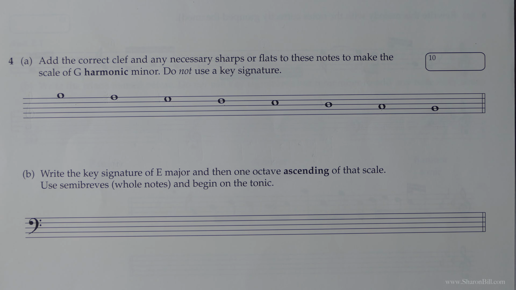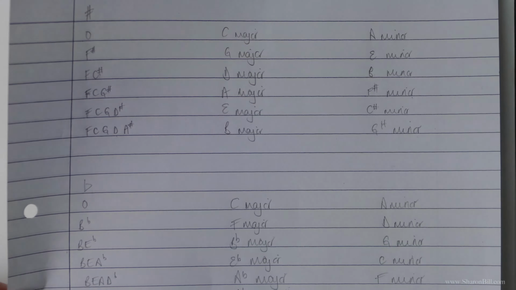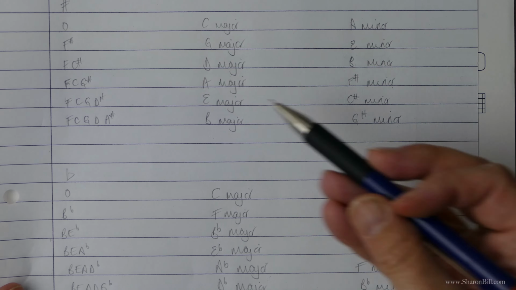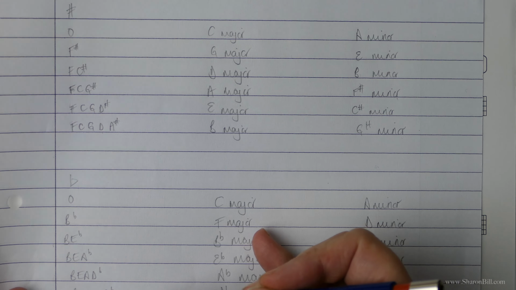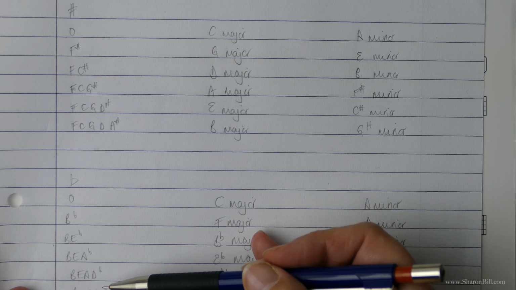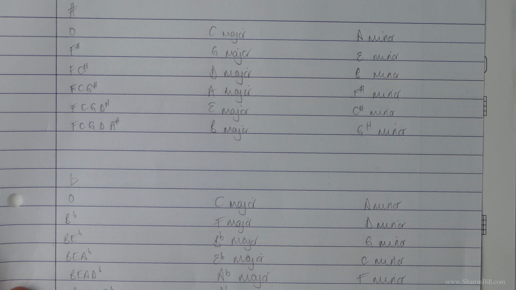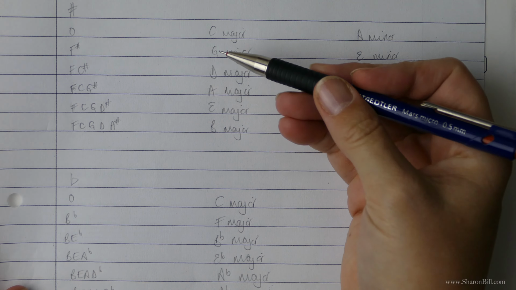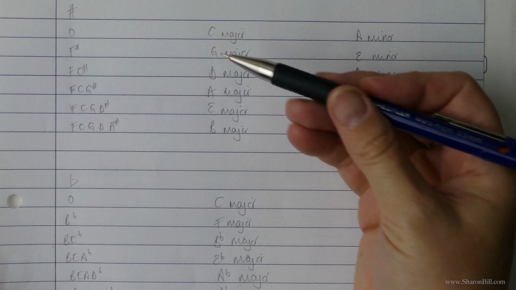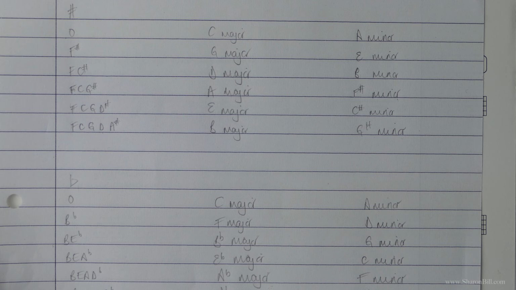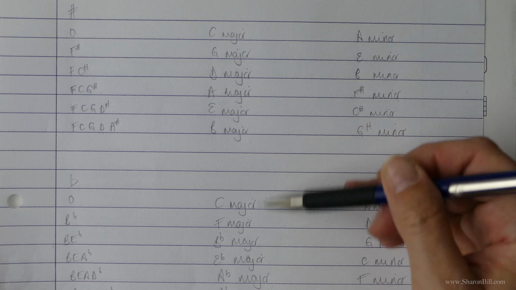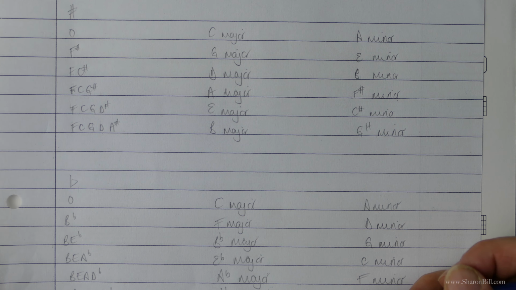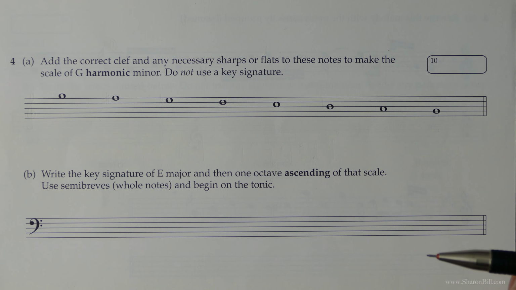Now I always suggest that before you even start a paper, you just quickly jot down all of your major and minor related keys with the key signatures, and you can just quickly do that by working through the circle of fifths. That way you can just do your thinking all at once, and then you can relax and just refer back to it. If you're not sure about how to do that, I've done a tutorial on the circle of fifths. You'll find the link in the description below or in the cards, and then you'll be able to quickly just get that information down and then keep referring back to it.